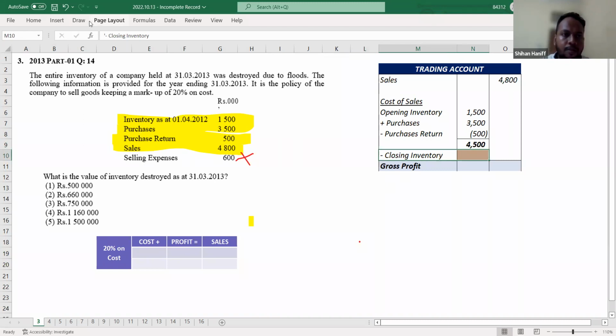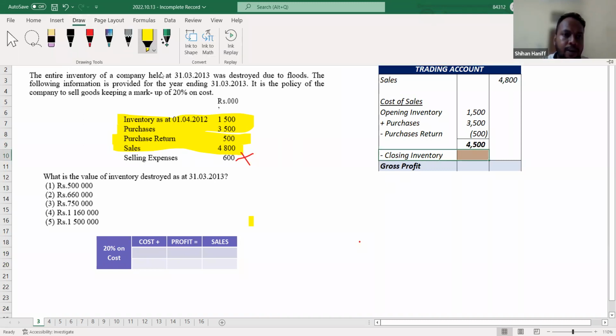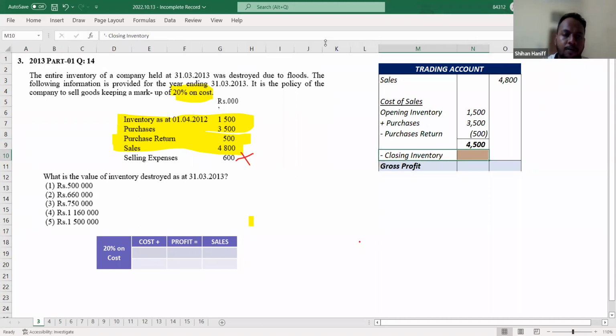Now the clue that they have given is this 20% on cost. That means now we have to do a small working for this. If the cost is 100, profit is 20, selling price is 120. Based on this, we derive this equation.